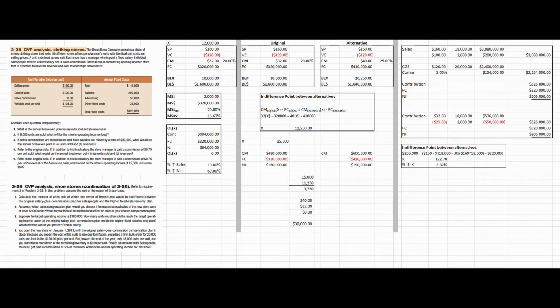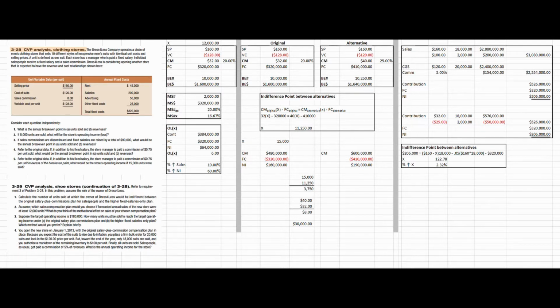Okay, now let's take a look at some of the things that they ask us. What's the annual break-even point in units and revenues? Well, we already calculated that. If 8,000 units are sold, what will be the company's operating income or loss? Now, as I said before, I can always do this the long way and just work out an income statement.